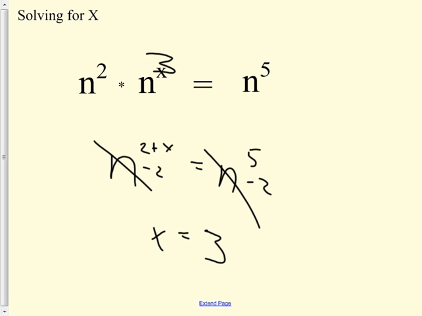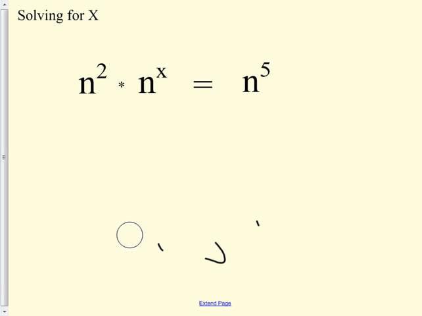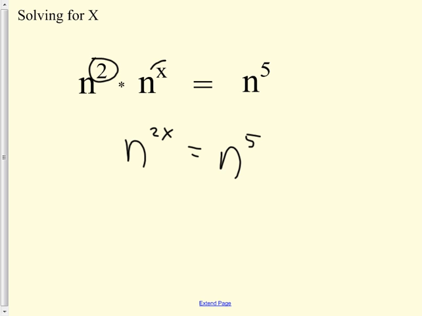Here's one where I actually did it wrong the first time I tried it, because I said, oh, this is n to the 2x equals n to the 5th. Can you see what I did wrong? Yes. When you are multiplying like this, you add these powers together. And I multiplied them, and I couldn't figure out what I did wrong. 2 plus x. You add them together.